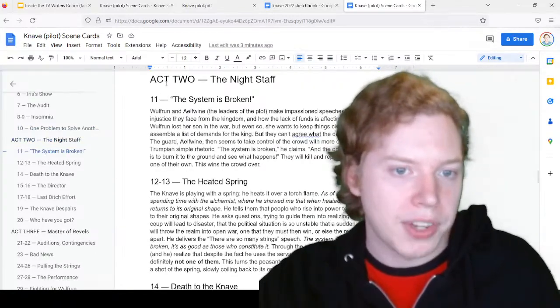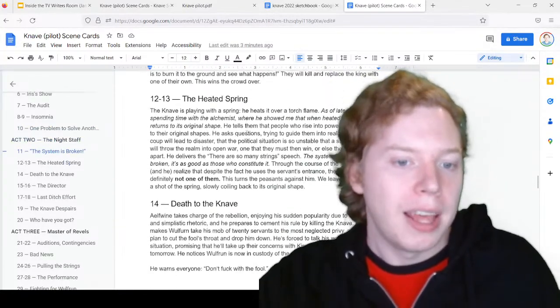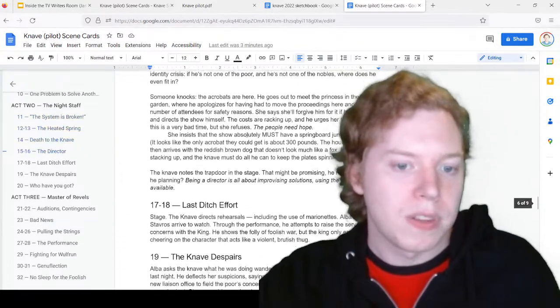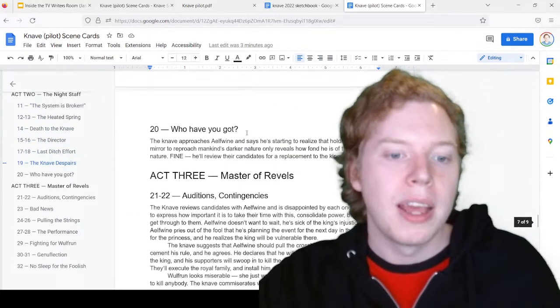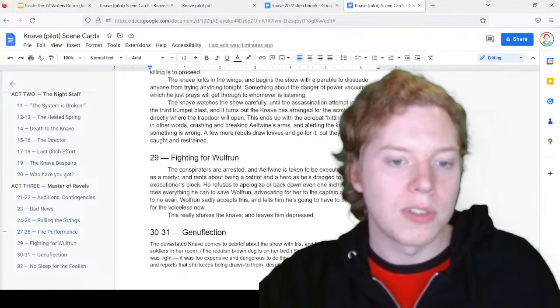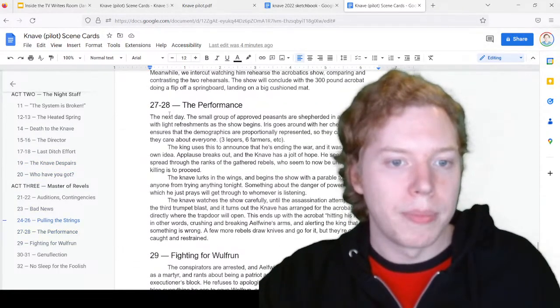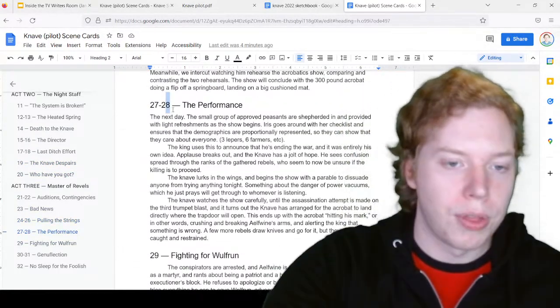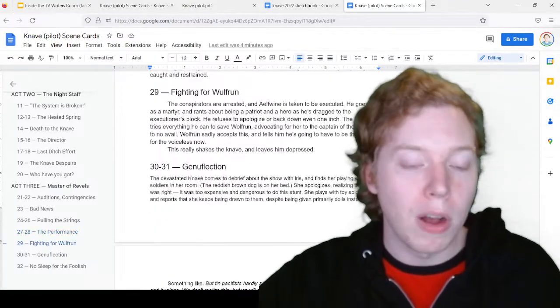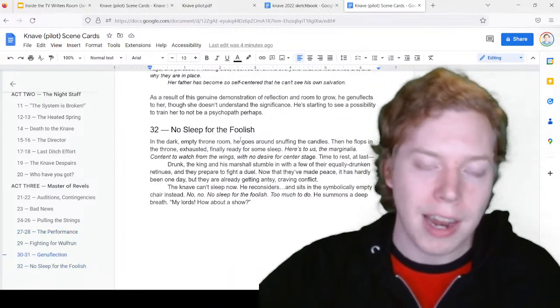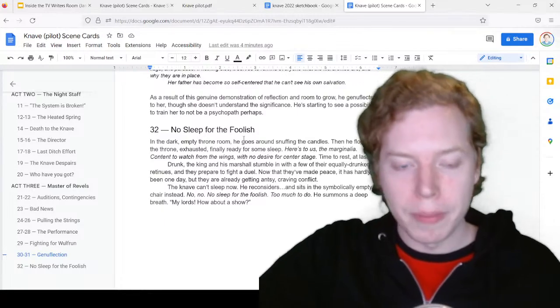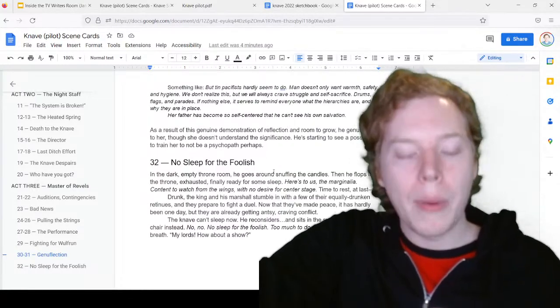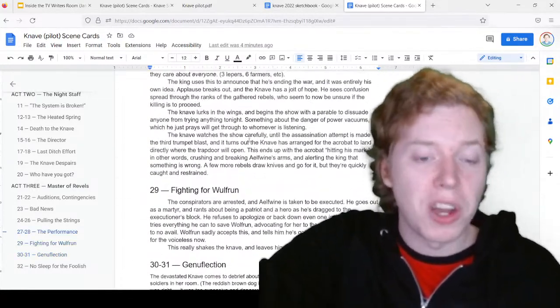Okay, so we have Act 2 here. Act 2 is called The Night Staff. We have a lot of quick scenes in Act 2, and then in Act 3 we have a longer sequence for the finale. We had the performance sequence, which I think ended up being 3 pages long instead of 2. But overall, the pilot ended up being 35 instead of 32, so I was a little bit off with my estimations. I want to pause and see if we have any questions on scene cards.